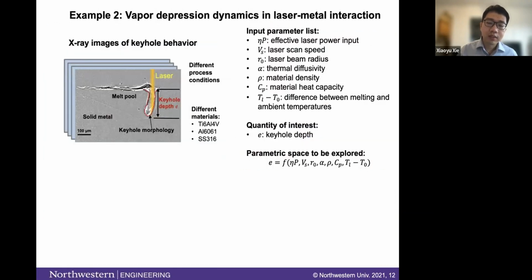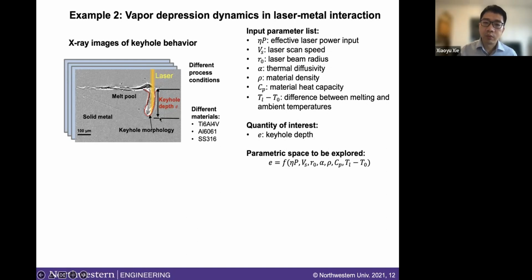So the next thing is we try to analyze vapor depression dynamics, as I mentioned before. This is a very complex phenomenon in additive manufacturing because it has very complex laser material interaction. And recently, we actually have X-ray imaging to understand the keyhole, this vapor depression dynamics behavior. This data comes from literature, and we collected data from different process conditions and 3 kinds of materials. So we build the input parameter list like this, some effective laser power and some scan speed and others. And here, the quantity of interest is the keyhole depth.